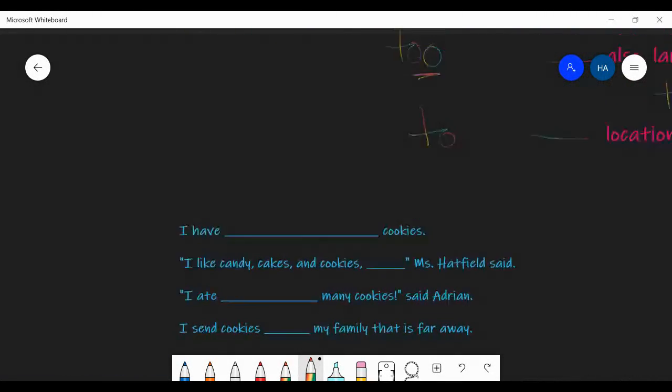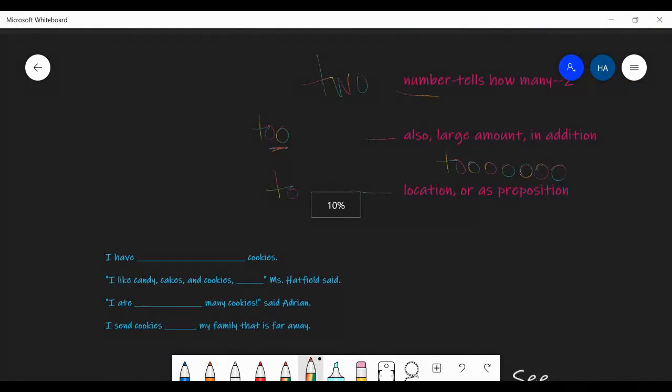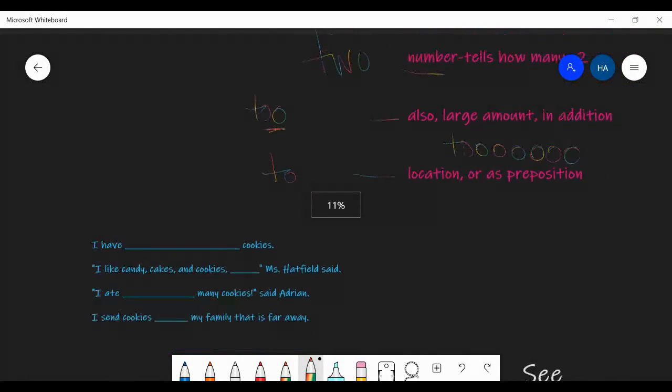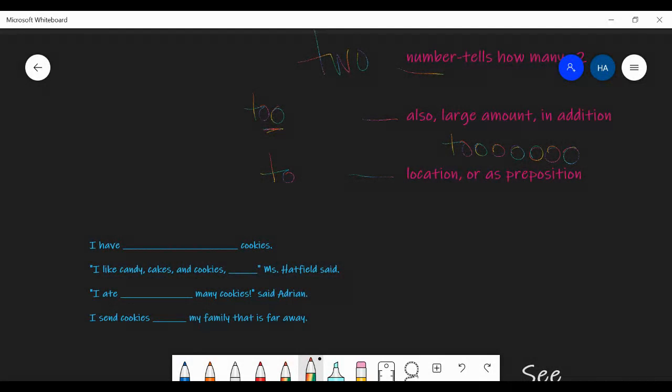So just real quick, let's see if we can do these little reviews. Okay, so I have two cookies. The one that means number is T-W-O. I like candy, cakes, and cookies too, Ms. Hatfield said. That means in addition to. I ate too many cookies, said Adrian. Too many is a great amount, that's T-O-O. And then I send cookies to my family that is far away. That means it's a place or it's used as a preposition.